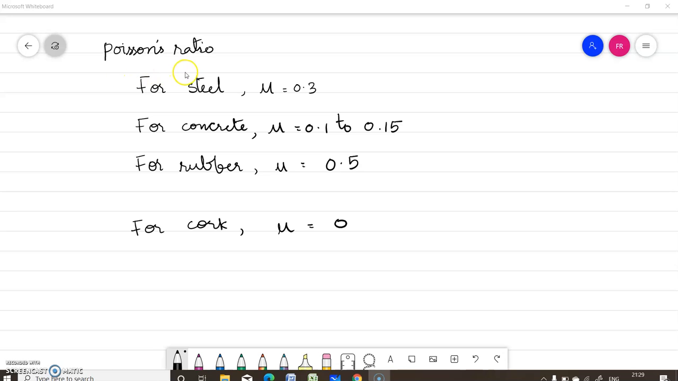So Poisson's ratio for steel is 0.3. This value we have to remember. For concrete it is 0.15. For rubber, mu is equal to 0.5, and for cork, mu is equal to 0. That is, when you apply a force in the linear direction and increase the length, in the lateral direction there is no change. That is the peculiarity of cork. So here mu is equal to 0.